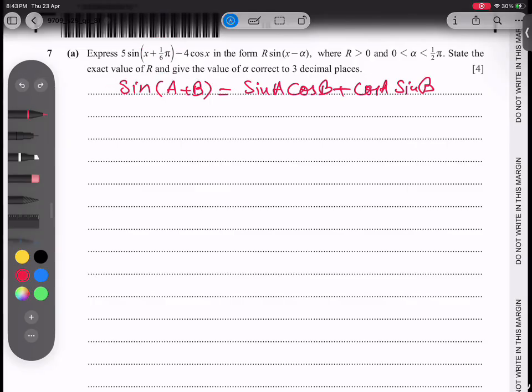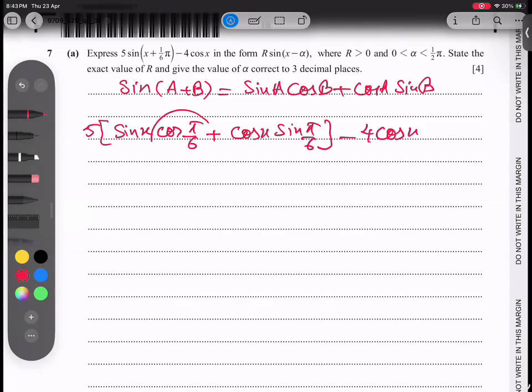So let's start. 5 in the bracket, I'm writing here sine x cos pi by 6 plus cos x into sine pi by 6, and minus 4 cos x outside, as available. For cos pi by 6, check in the calculator in radian mode, make sure. This is basically cos 30, which is root 3 by 2. So I'm writing root 3 by 2, so sine x in root 3 by 2. This part is clear.